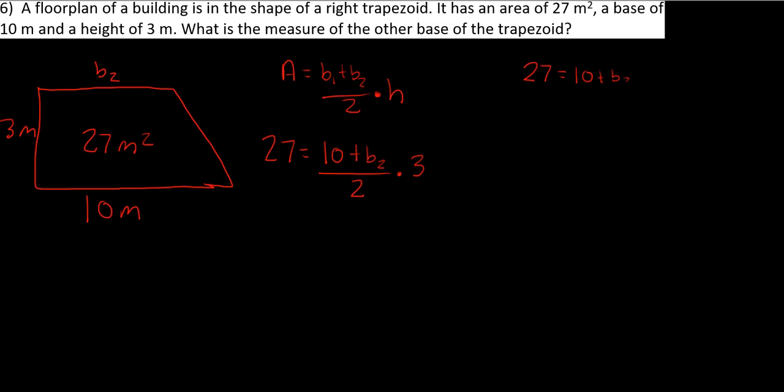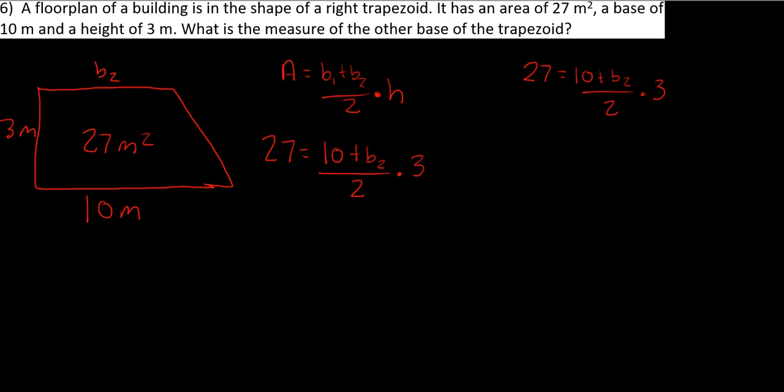Okay, so let's go ahead and create a formula. Area is going to be equal to base 1 plus base 2 divided by 2, and then we're going to multiply it by the height. I know for sure my area is 27. I know that base 1 is going to be equal to 10, but I don't know what base 2 is, so I'll keep that as a variable for now. And then my height is going to be 3. Okay? So there are a few things that I could do here. Let me just go ahead and rewrite my equation. So 10 plus base 2 multiplied by 3.